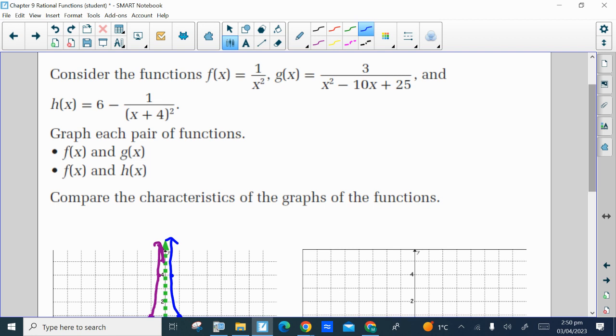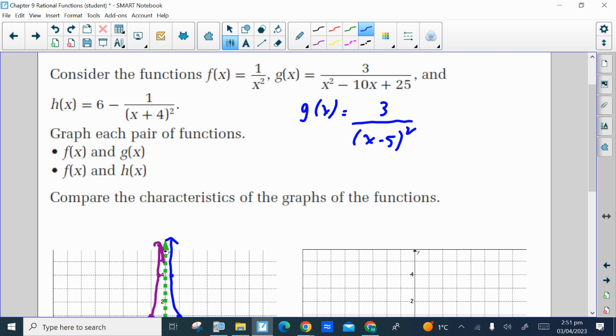So what about g of x? Well, g of x is a transformation of f of x. You've got the a value of 3 on top, so that's going to cause a vertical stretch by a factor of 3. But you've also got the denominator, which can be factored. That is a perfect square trinomial. If you factor that, you're going to get x minus 5, or x minus 5 all squared.